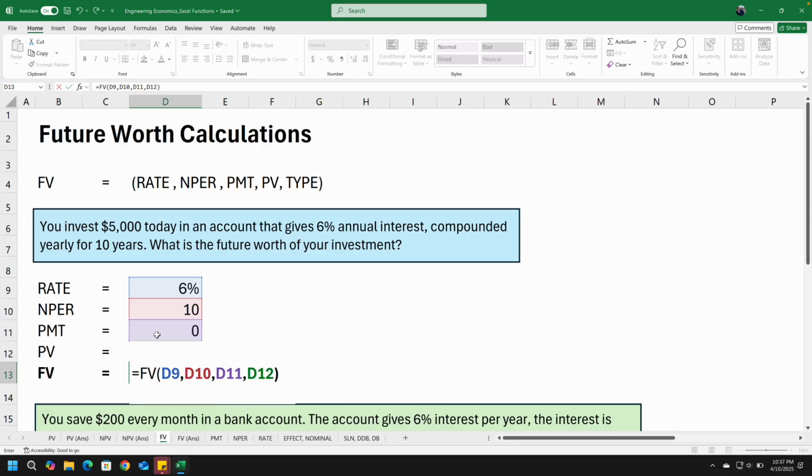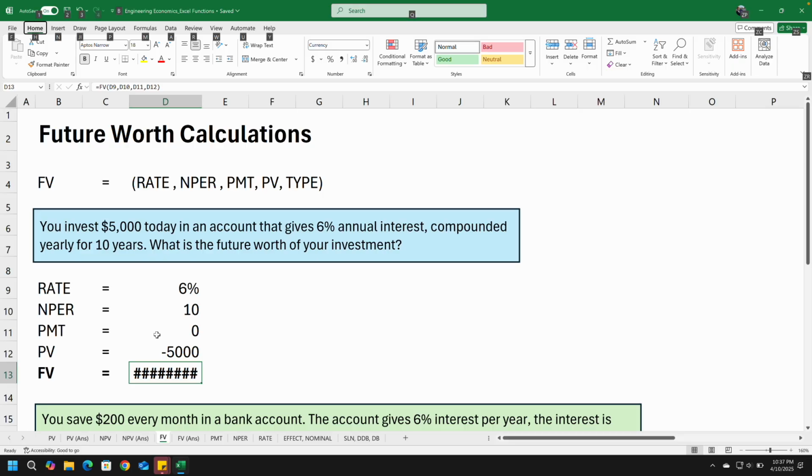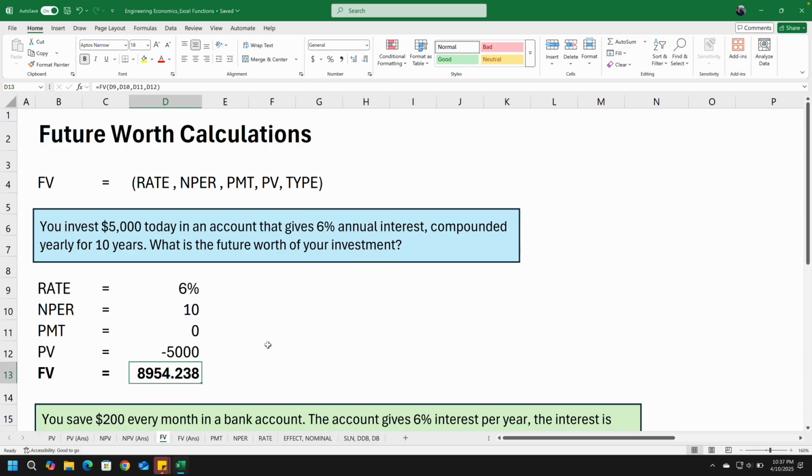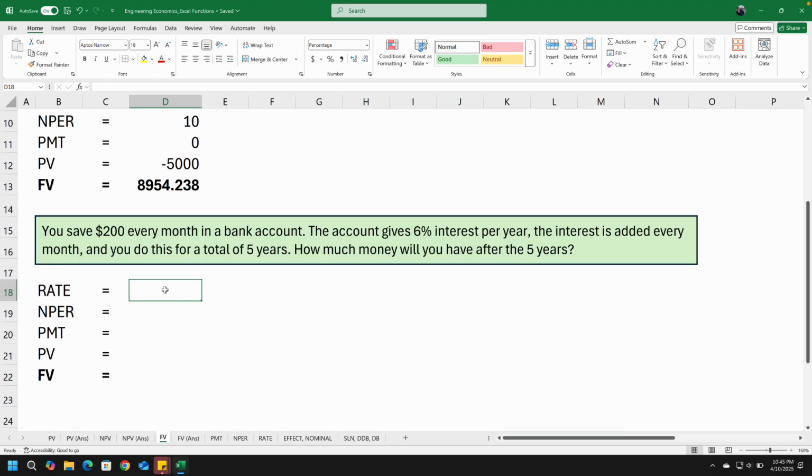So close a bracket and press enter. Let's change this into a general formula. It's like this because right now it's at currency. So let's change this to general like this. Okay, and so we get that in 10 years time, our $5,000 will equal $8,954, given that yearly it earns an annual interest rate of 6%. Let's move on to our second problem.